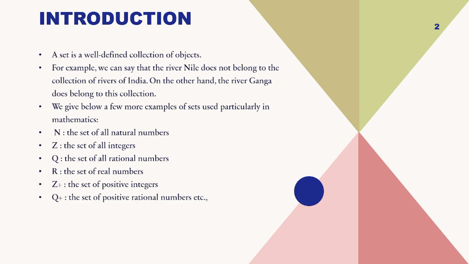These are the sets that represent the set of all natural numbers, integers, rational numbers, real numbers, and the division of integers as positive and negative. Z minus will indicate the set of negative integers, and so on.